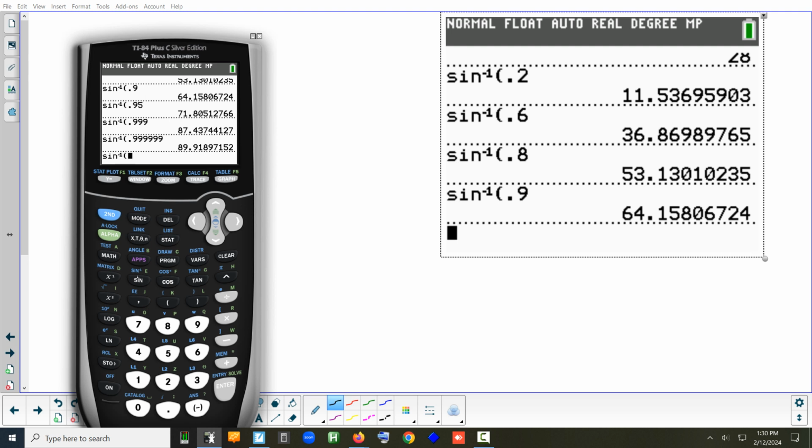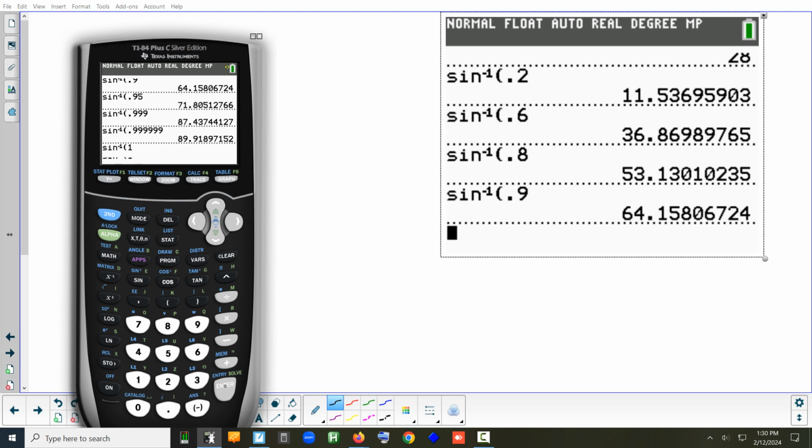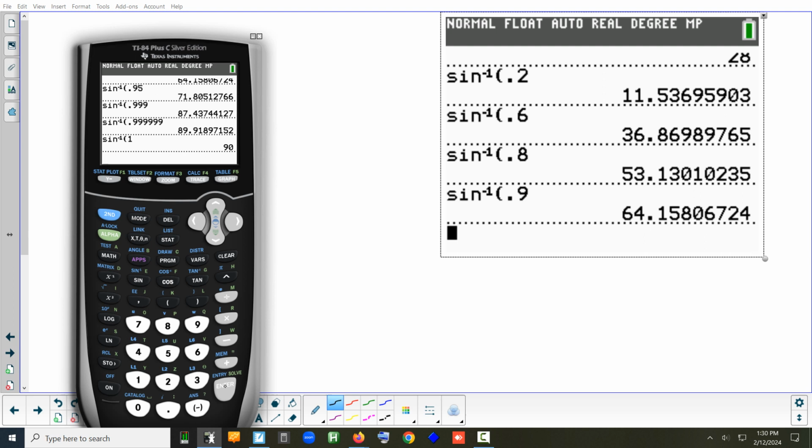Inverse sine of 1. Anyone have a guess what that'll be? 90. Yeah, that'll be exactly 90. That's as big as you can go with inverse sine. If you try to do the inverse sine of 1 point something, just a little bit over 1, it's not going to work. You can't go any bigger than 1. But you can see what happens as you get very close to 1, you get close to 90. You could do inverse sine of 0. That's okay, you get 0. And you can do negatives. Negative 0.5. Inverse sine of negative 0.6.